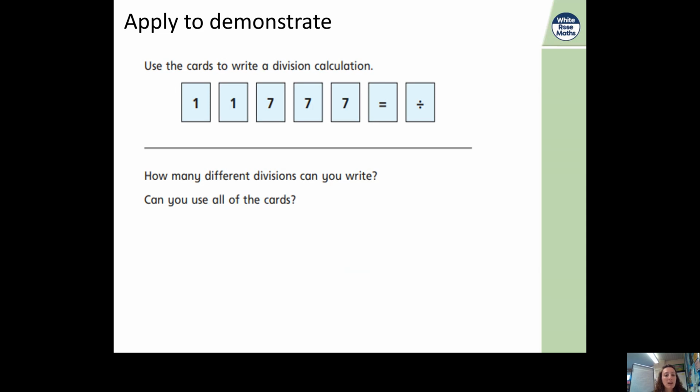Okay, let's have a look at the apply to demonstrate. So this question says, use the cards to write a division calculation. How many different divisions can you write? Can you use all of the cards? So pause the video here and have a go. How many divisions can you think of?